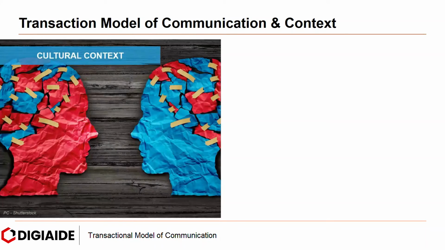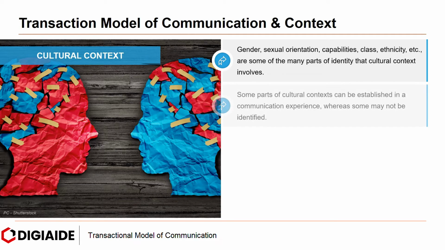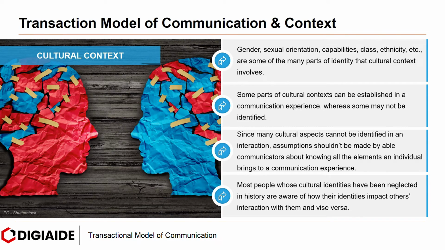And finally, cultural context. Gender, sexual orientation, capabilities, class, ethnicity, etc. are some of the many parts of identity that cultural context involves. Some parts of cultural context can be established in a communication experience, whereas some may not be identified. Since many cultural aspects cannot be identified in an interaction, assumptions should be made by able communicators about knowing all the elements an individual brings to a communication experience. Most people whose cultural identities have been neglected in history are aware of how their identities impact others' interaction with them and vice versa.